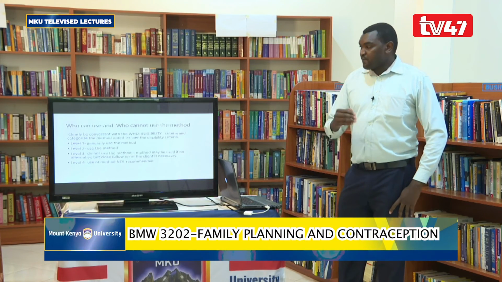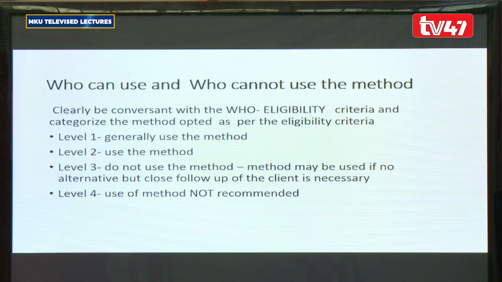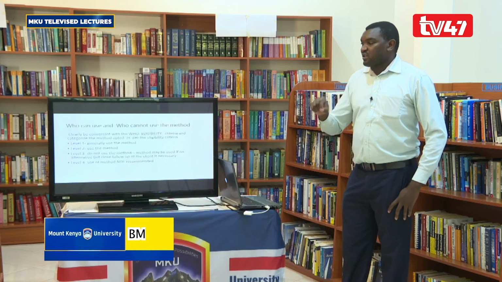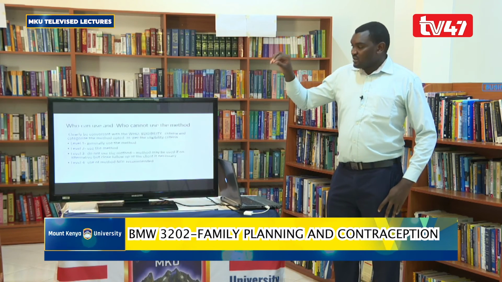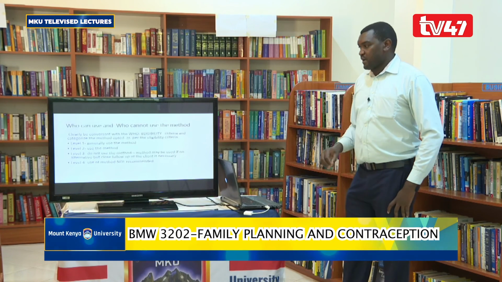Therefore, it is important for you to clearly understand the WHO eligibility criteria and categorize the method opted as per the eligibility criteria. And remember the WHO eligibility criteria looks at the medical or other comorbidities that this client may be having. So, for example, a client who comes to you wants to use combined oral contraceptives and has a certain cardiovascular disease. Then, even if that client wants to use that method, you as a healthcare provider are not supposed to give, because that patient is not eligible for that family planning method.